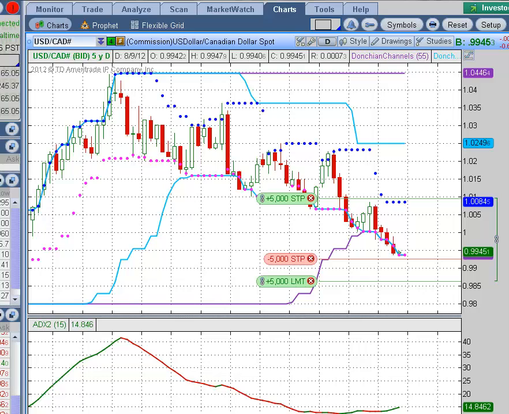Here's the price chart for the US dollar CAD. We have an order to sell 5 micros at 0.9926. Our first target is 0.9863, and our stop loss is at 1.0095.